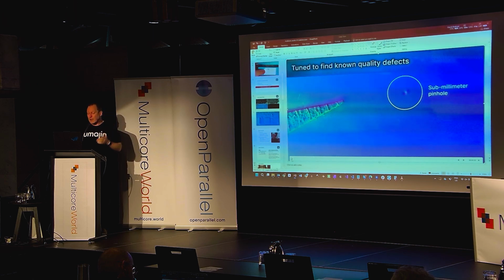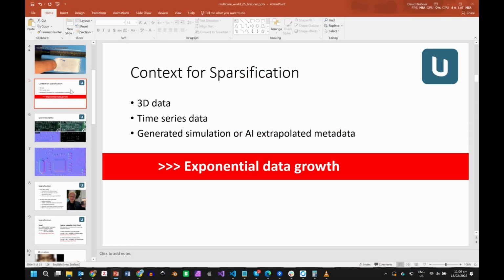Now, one of the advantages of this is that this is a two-dimensional data set. So even though we're capturing three-dimensional surface information, we're not dealing with that true third dimension when it comes to the data itself. So in this talk, I'm going to be talking specifically about the context for sparsification. So when you have 3D data that is actually in 3 dimensions, when you have time series data, so you're adding a fourth dimension, and you add simulated generated data or AI extrapolated data, you very quickly get into a situation where you have exponential data growth.